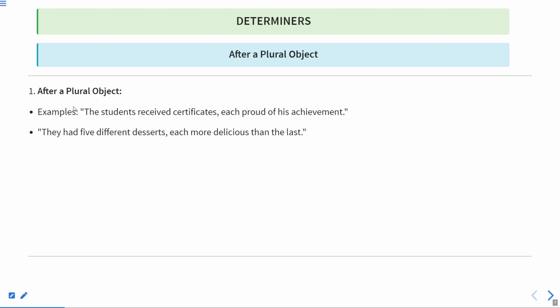Here you can see this word, plural object. If the object is plural, how do we use the word each? The students received certificates. So we are talking about certificates. Now we are using the word each: each proud of his achievement. So we can use certificates after each.